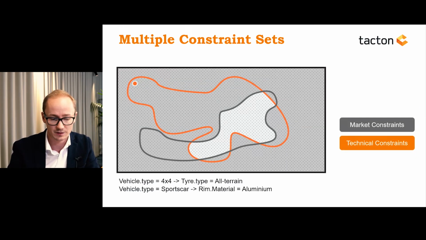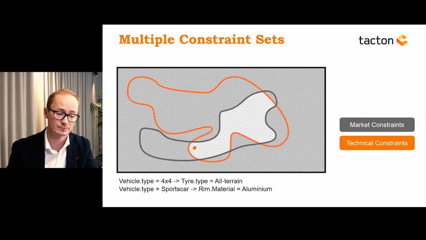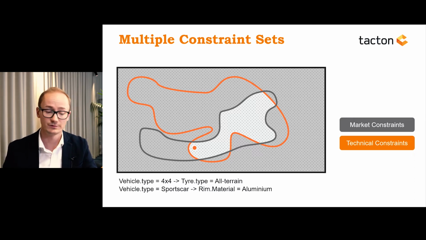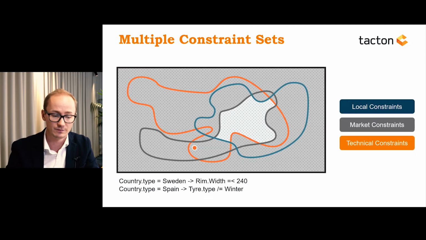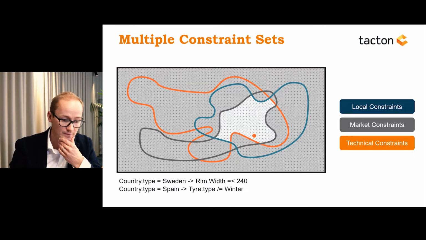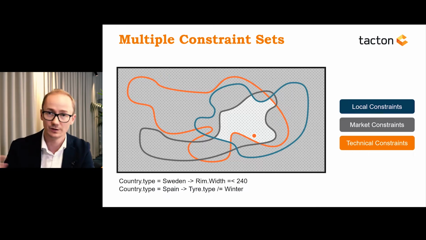Then we'll start adding marketing constraints. Things like if I have a 4x4, the tire type should be all-terrain. If I have a sports car, we would default the rim material to be aluminum. I can have local constraints saying, if I offer a winter tire here in Sweden, but let's say that I select the market to be Spain, there's no need to offer any winter tires.